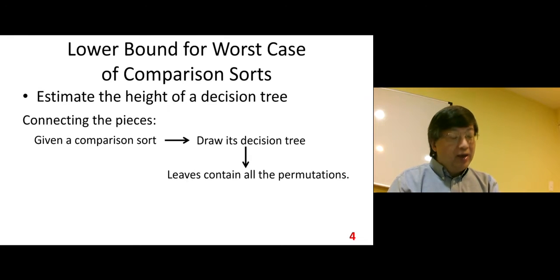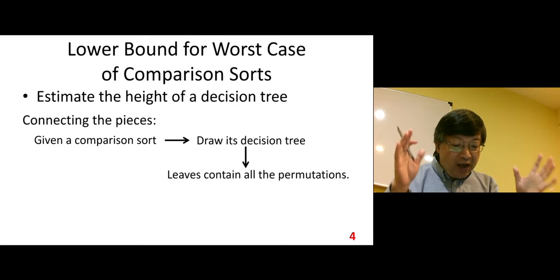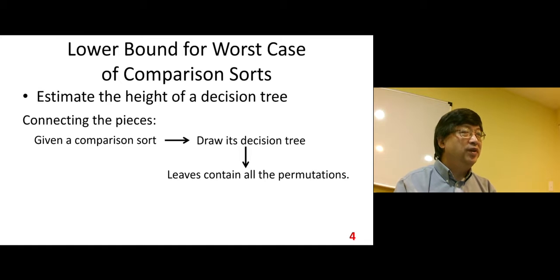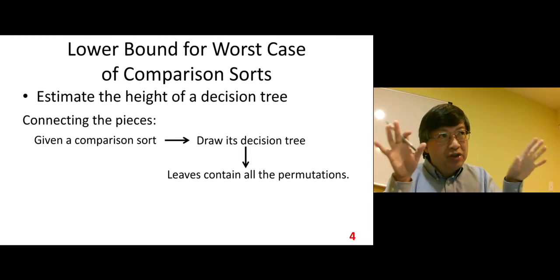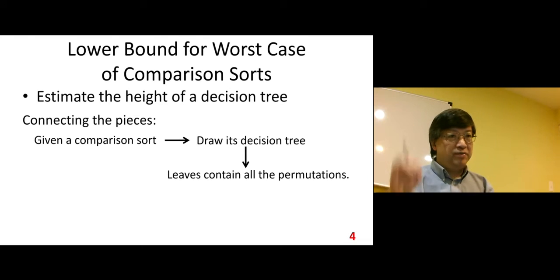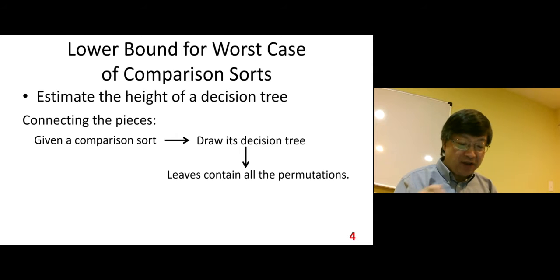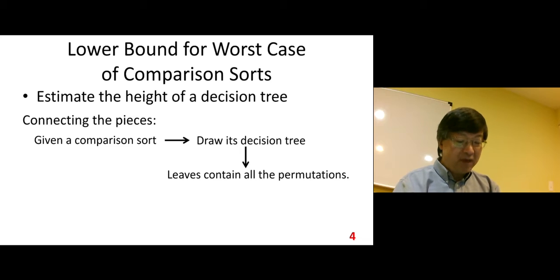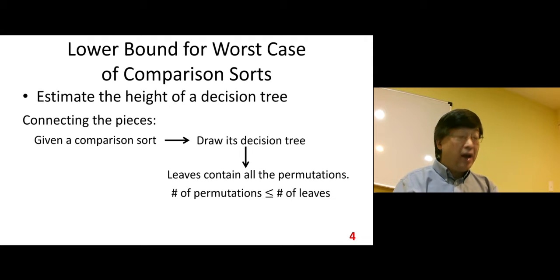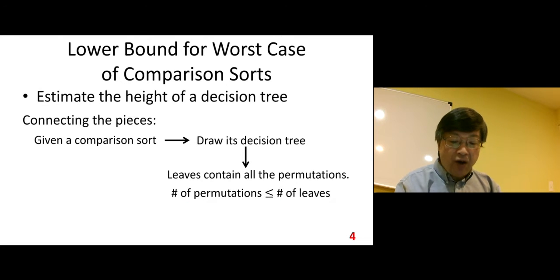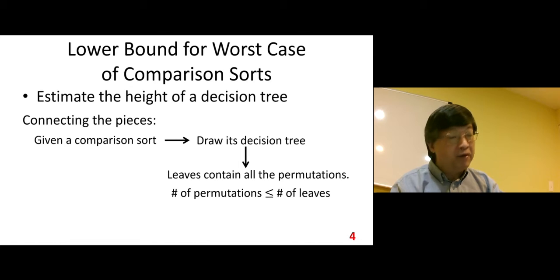Now we know the leaves contain all the permutations, right? We did this observation before. The leaves of that decision tree should cover all the possible outputs. That's why we can say the leaves contain all the permutations. Yeah, that must be true. Then if we count, the number of permutations is less than or equal to the number of leaves.